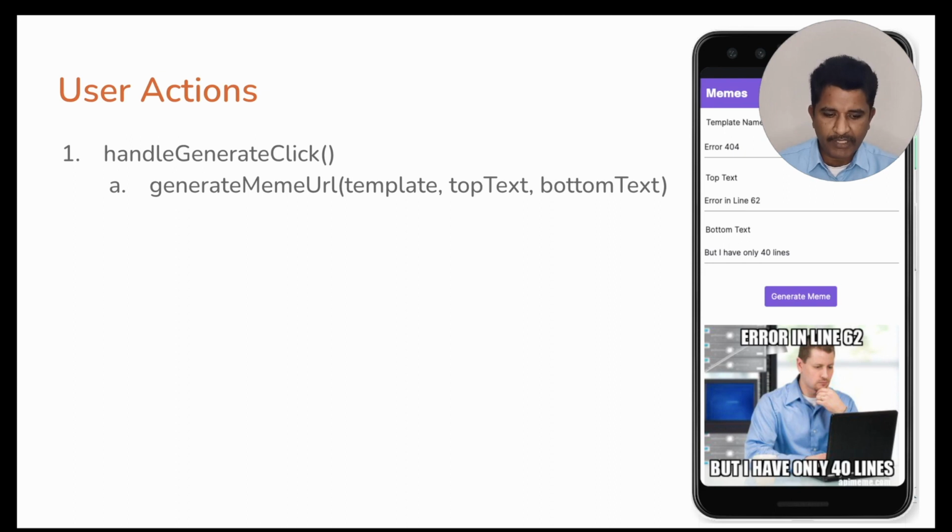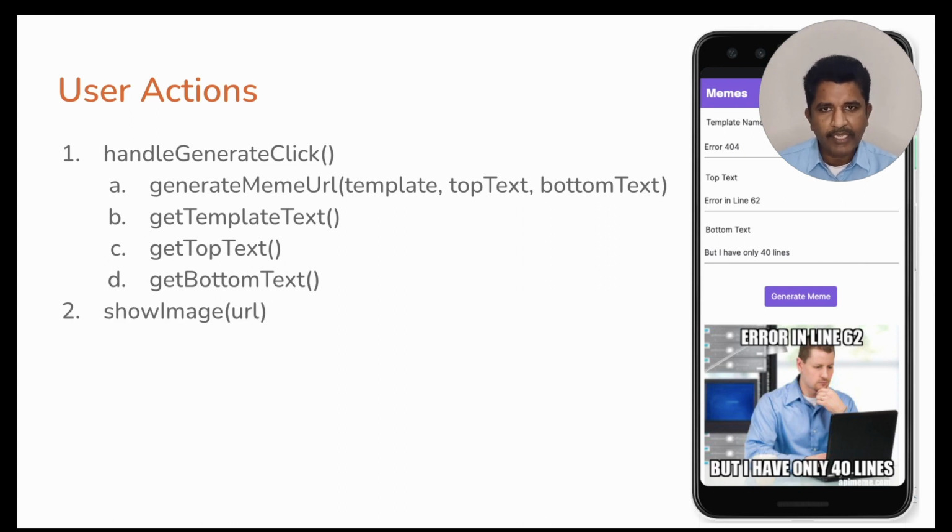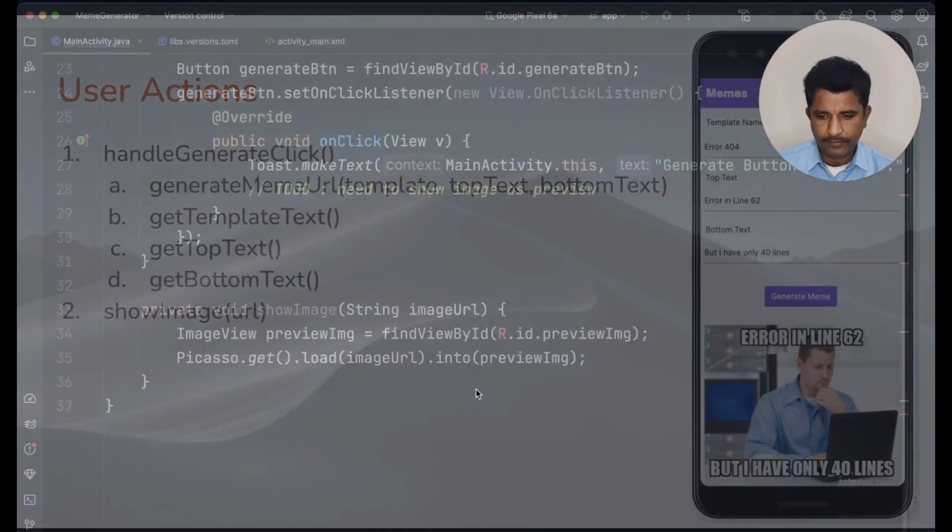How are we going to get the template? We need another method which says get template text. Similarly for top text and bottom text. And then we can use show image by passing the generated URL. This will help us in building the entire application. So let's start building one by one.